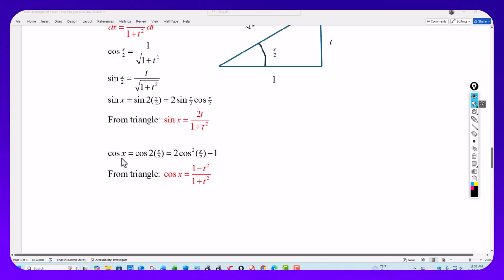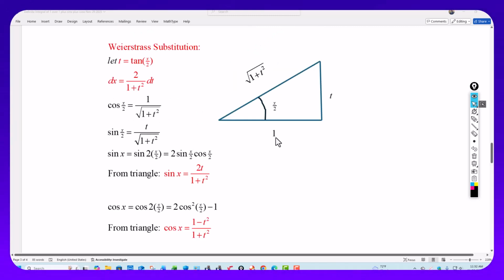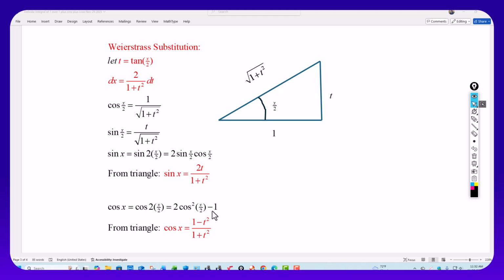And notice cosine of x can be written as cosine of 2 times x over 2. And then I have this identity from trig. So the cosine of x over 2, adjacent over the hypotenuse, put it in there. Of course, you have the minus 1 combined, just the algebra there. You get cosine of x is 1 minus t squared over 1 plus t squared. So in other words, we get a representation for sine of x in terms of t, and cosine of x in terms of t. And then over here, we also need a dx.